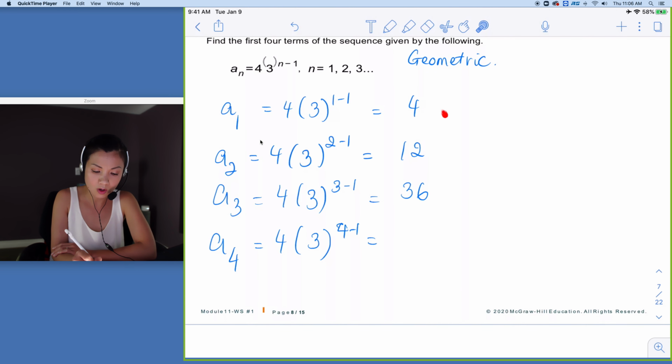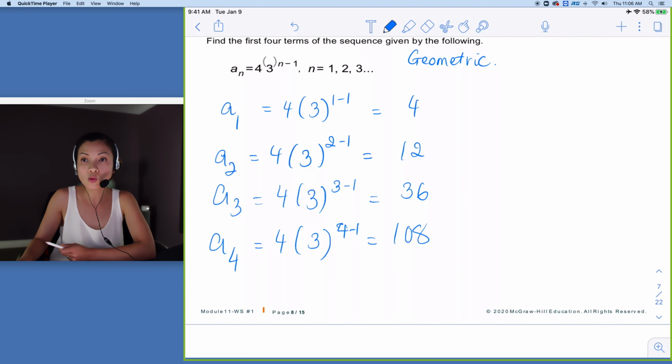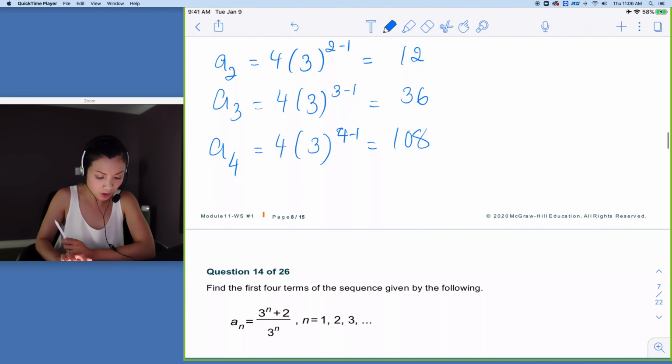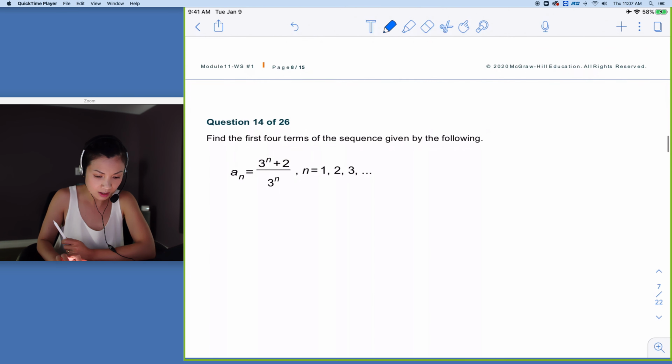So 4 times 3, you get 12. Times 3, you get 36. Times 3, you're going to get 108. Right? So that's what a sequence is all about. So we have a specific order. Moving on to number 14.